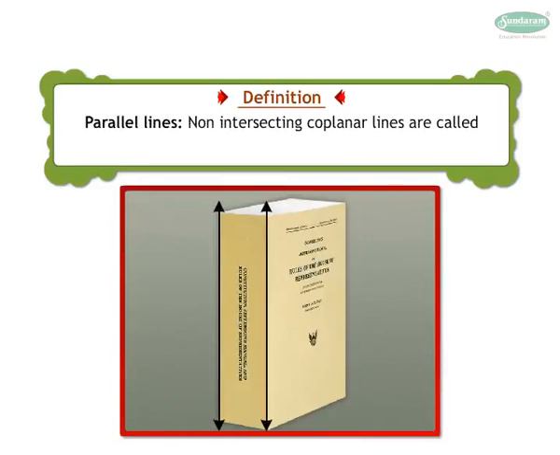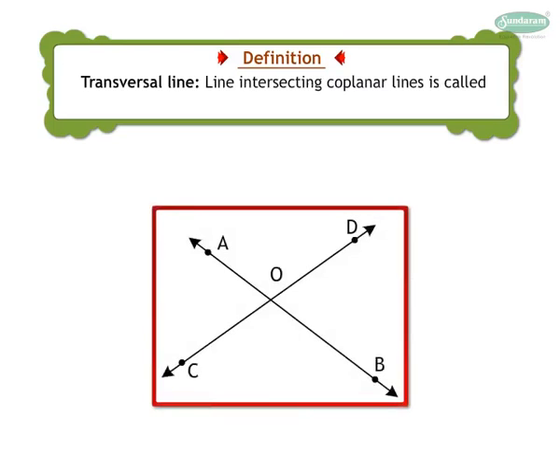Parallel lines. Non-intersecting coplanar lines are called parallel lines. Transversal line. A line intersecting coplanar lines is called a transversal line.